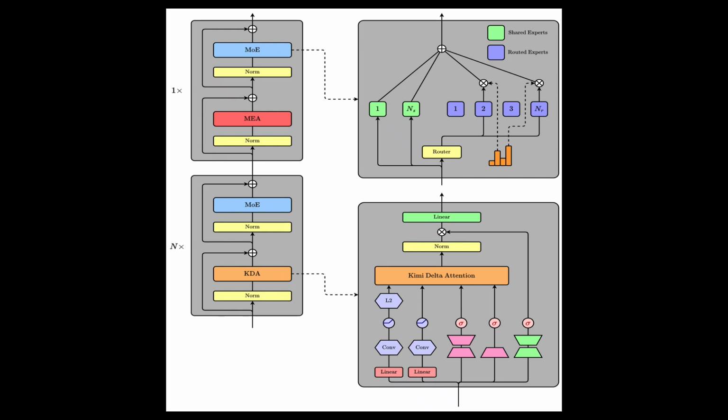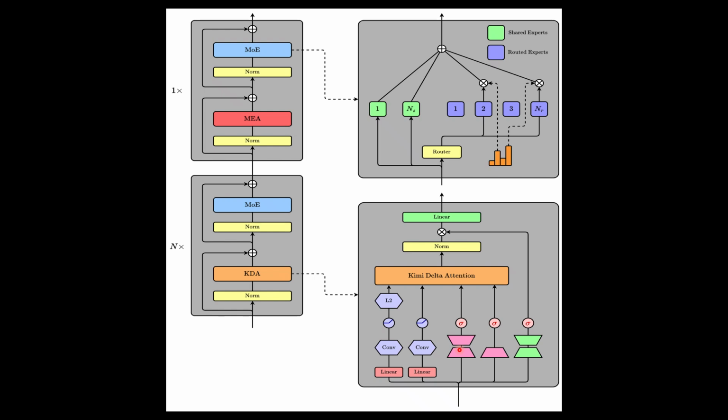So Kimi Linear is a hybrid architecture. Most layers use a new module called Kimi Delta Attention, or KDA, which builds on the Gated DeltaNet. The key upgrade is that instead of a single scalar forget gate per attention head, KDA uses a channel-wise gate. Each feature dimension gets its own independent forgetting rate.